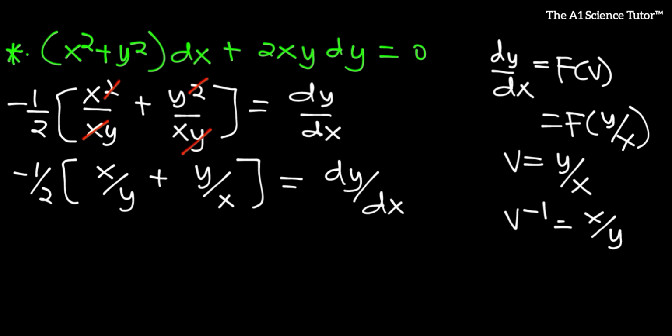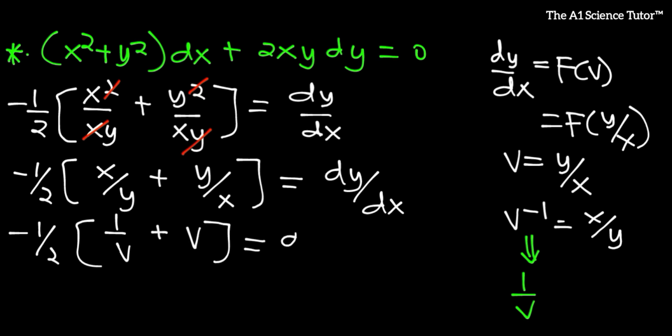Now we know that y divided by x, that is actually v, right? Now for x divided by v, that is going to be v raised to the power of -1. Now v raised to the power of -1 could also be written as 1 over v. So that is exactly what I'm going to use over there. This is going to be -12, and here I'm going to have 1 over v, then here we're going to have v. This is equal to dy/dx, right?